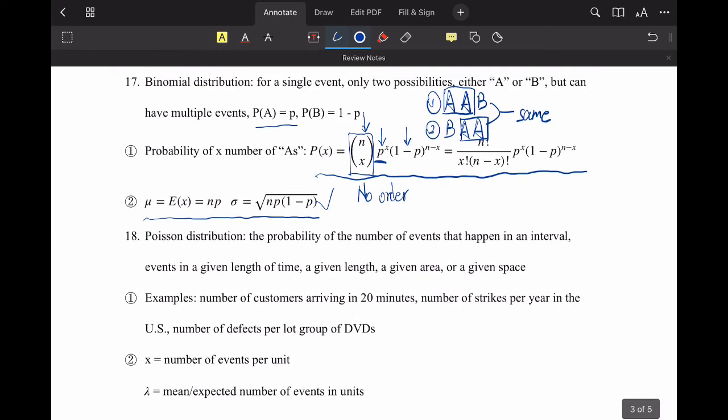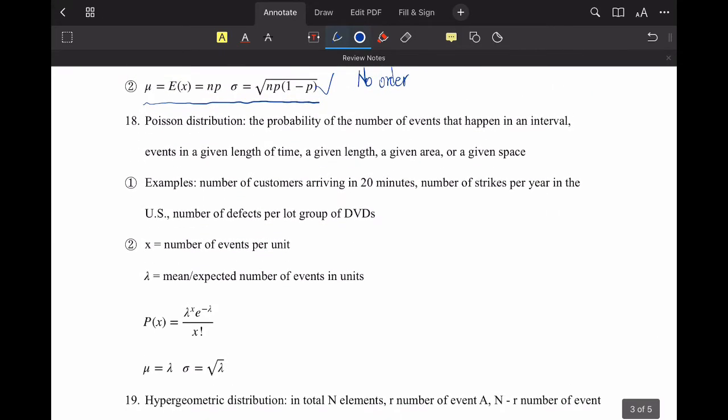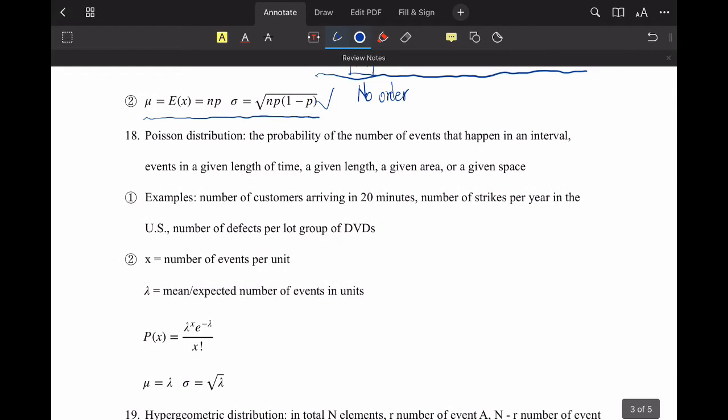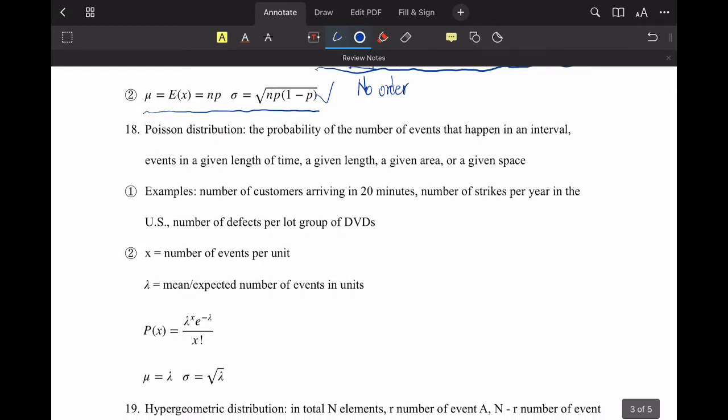Okay, let's move on to Poisson distribution. This Poisson distribution may seem a little hard to understand at first sight. You may think, well, the description of Poisson distribution seems familiar, but why is the formula not familiar? Why is it calculated this way?